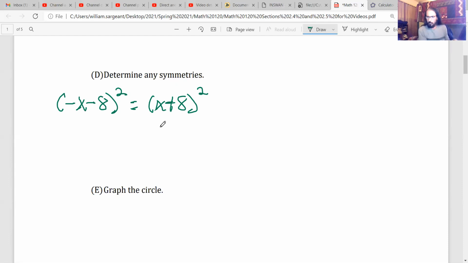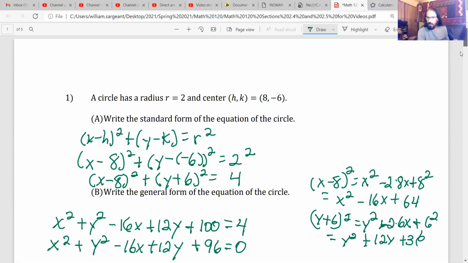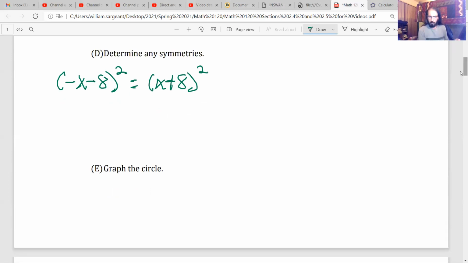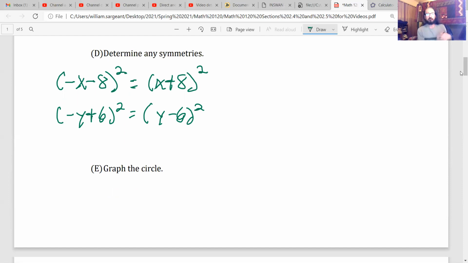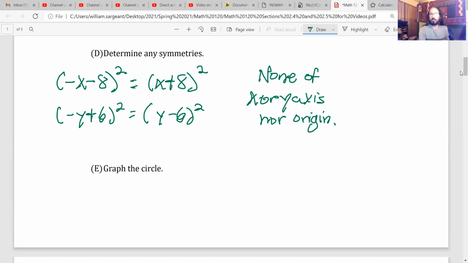And so similarly, for the y plus 6 that we had up here, factor out a -1, square the -1, you're still left with this quantity squared. So no way are you going to get that for every xy ordered pair on the graph of the circle. Would you get the quantity y minus 6 squared versus y plus 6, those quantities squared, for every xy ordered pair on the graph of the circle? It's not going to happen. There are, however, symmetries that this circle has.